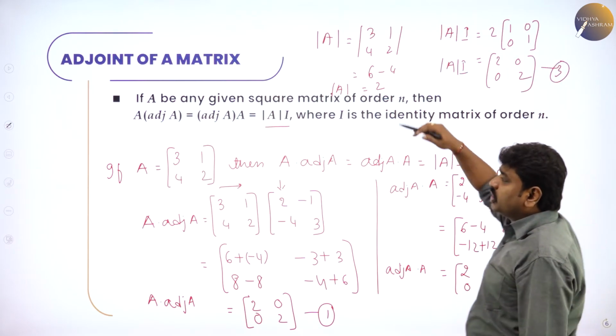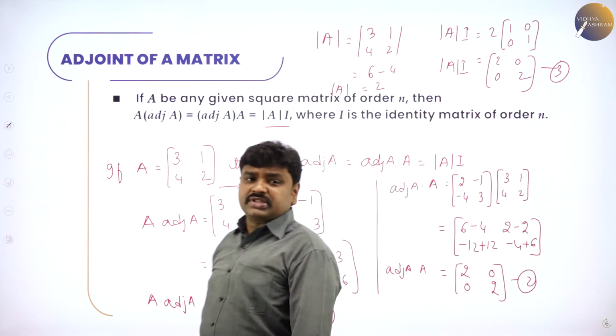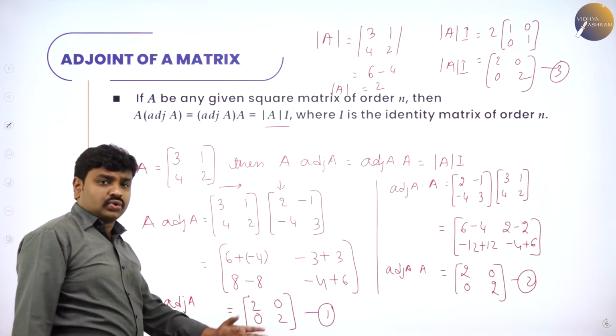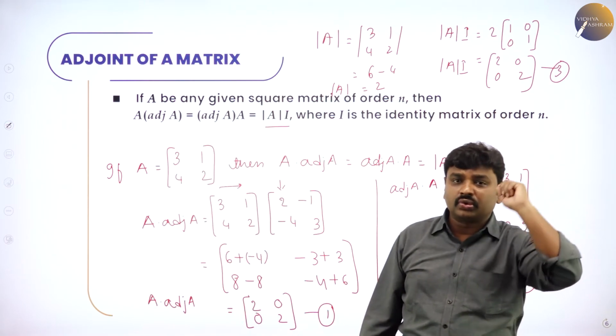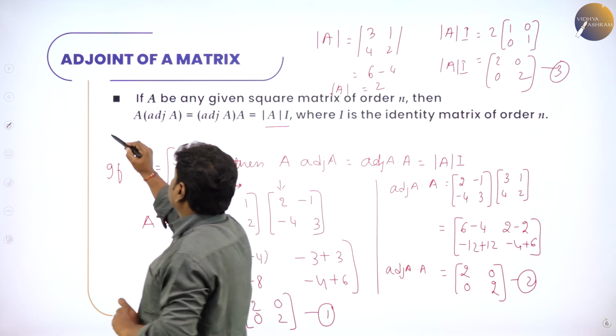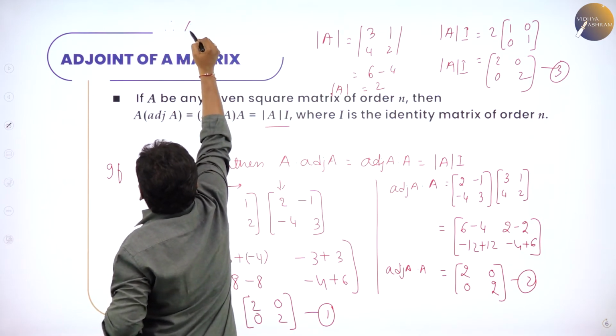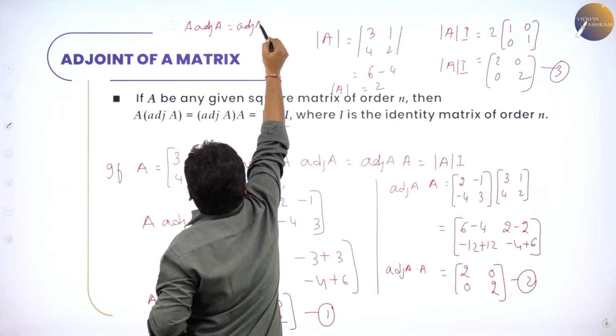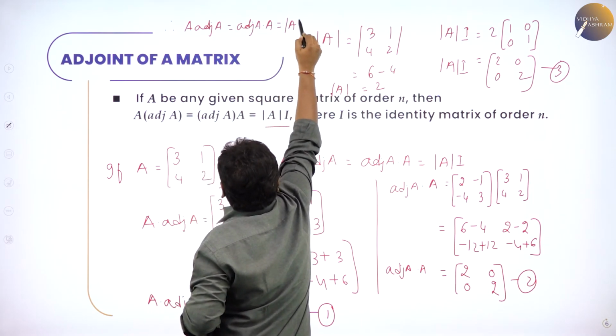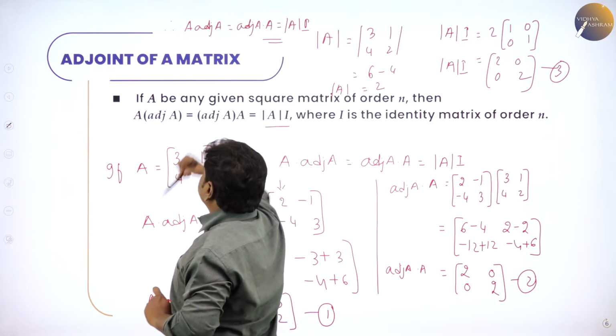If you observe, 1, 2, 3 all are the same. What is equation 1? A into adjoint A, [2, 0; 0, 2]. Adjoint A into A, [2, 0; 0, 2]. Determinant A into I, [2, 0; 0, 2]. Therefore, what is the conclusion? The conclusion is simple. A into adjoint A, or adjoint A into A, is exactly equal to determinant A into I. Hence the proof.